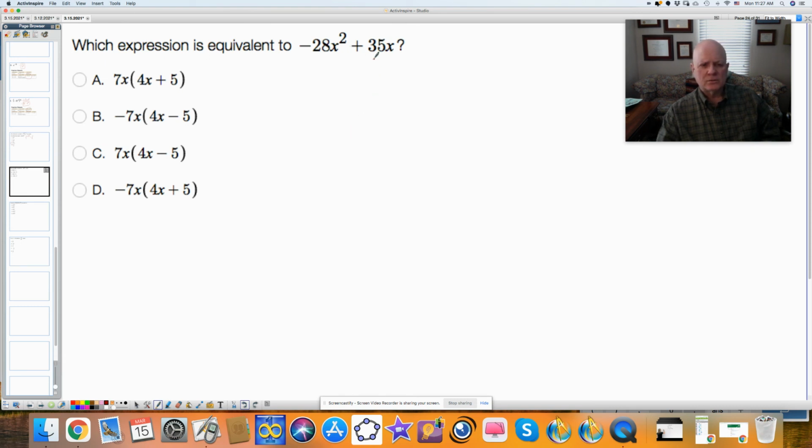Oh dear, this is different. I've got an x in both of these terms. I've got a 7 that can go into both of these terms. So I could write 7 times negative 4x plus 5. And that's not one of my answers.